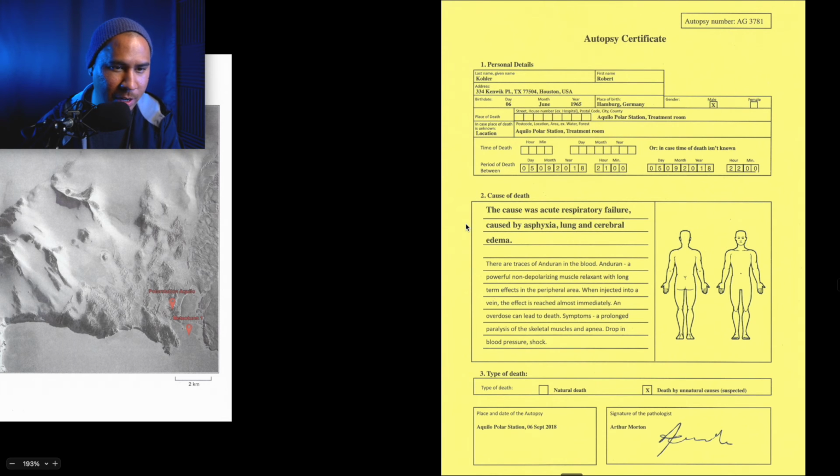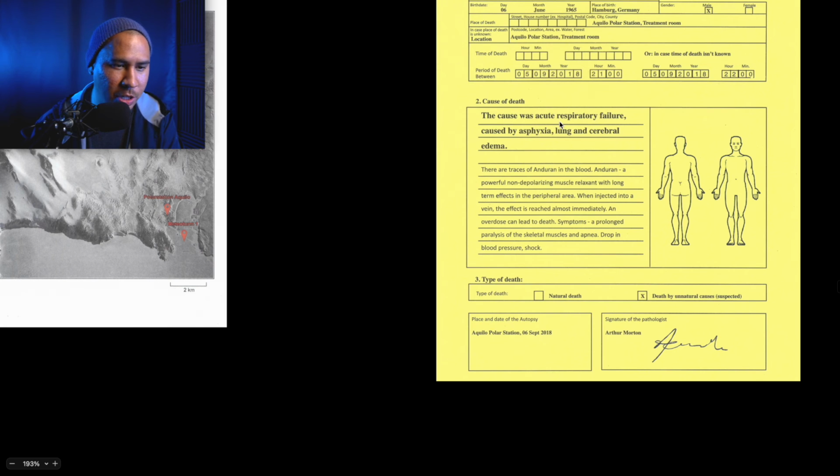All right, now we have a cause of death. The cause was acute respiratory failure caused by asphyxia, lung, and cerebral edema. There are traces of andoran in the blood. Andoran, a powerful non-depolarizing muscle relaxant with long-term effects in the peripheral area. When injected into a vein, the effect is reached almost immediately. An overdose can lead to death.